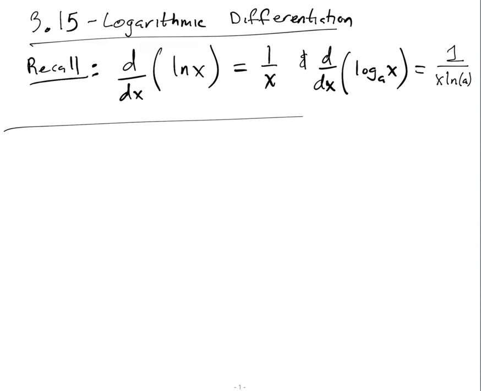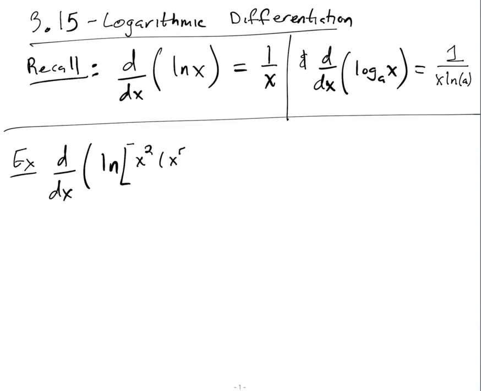But let's say, for example, you need to get the derivative of something that looks pretty ugly. Let's say the log of, I don't know, x squared times x to the fifth minus 4 to the seventh divided by square root of x times, I don't know, x minus 1 squared, something like that. All right, so this looks pretty bad, right? This looks worse than any other derivative we have ever done ever in our entire lives.